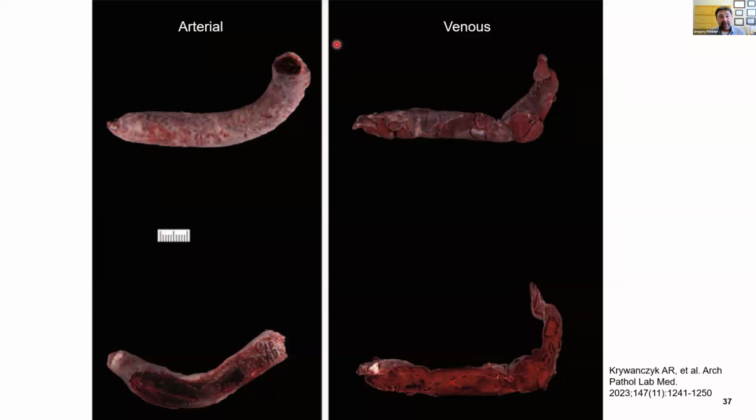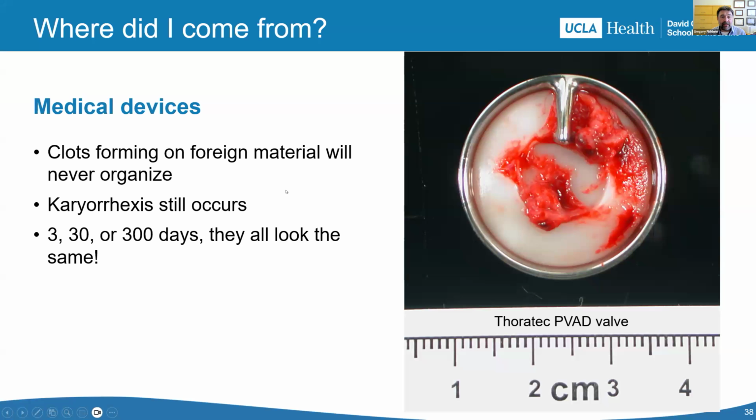This is an arterial clot, indeed more white than the venous clot, which is more red. Both exhibit the variegation in the lines of Zahn. And if a thrombus forms on a medical device that's not touching any native tissue, it will actually never organize. You still get karyorrhexis, so you can establish that the clot is 3 days old, but whether it's 330 or 300 days, they all look the same. And so here's a valve from a Thoratec PVAD with a clot on it that will never organize.